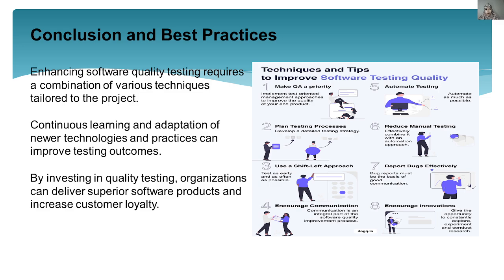Automate testing. Automate it as much as possible. Yes, reduce manual testing. Effectively combine it with an automation approach. Report bugs effectively. Bug reports must be the basis of good communication. Encourage innovations. Give an opportunity to constantly explore, experiment, and conduct research. These are the best practices, techniques, or tips you can take to improve software testing quality.